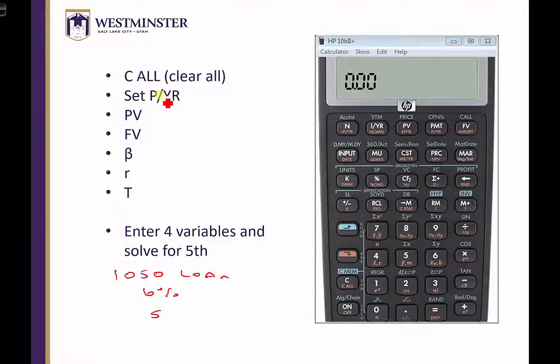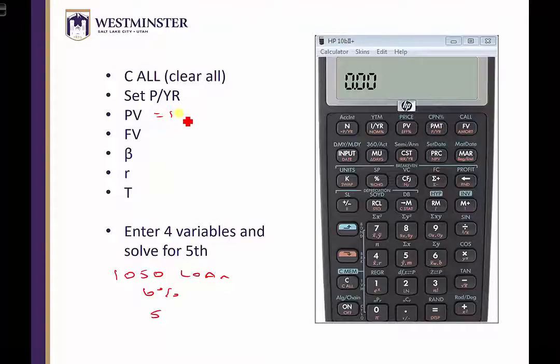I'm going to set up my periods per year as 1. So I want to say 1, red, P/YR. I think a few moments ago I suggested that that was red P/YR and then 1. That's incorrect. I apologize. It's the number of periods per year, secondary, and then the red period per year command.